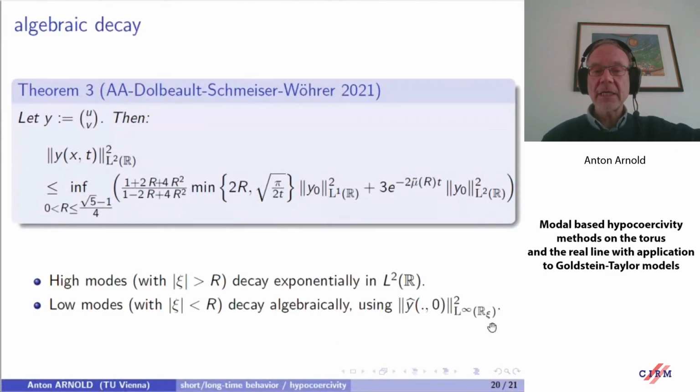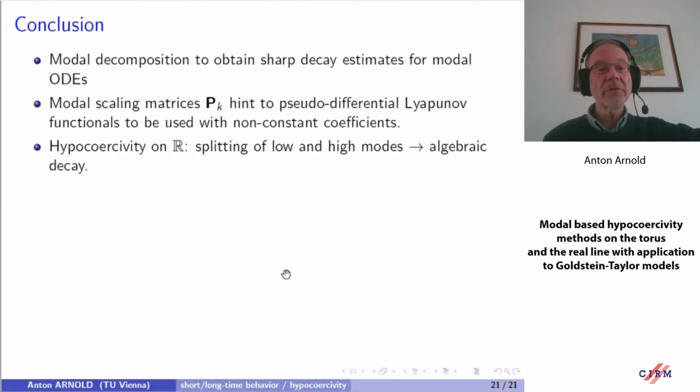For the low modes, however, where you don't have a uniform lower bound, we invoke here the L infinity norm of the Fourier transform of the solution in order to be able to estimate that. And then one is able to extract at least algebraic decay. And this is what we see here in this first term. So this corresponds to the L infinity norm here, and here's the algebraic decay rate. In the end, you also see an infimum over this truncation parameter R, so you can optimize with respect to R.